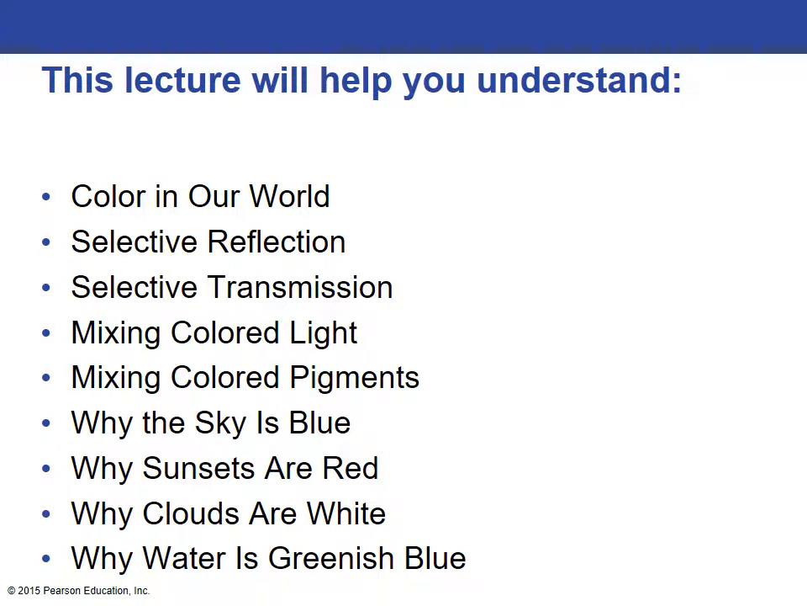So this chapter, chapter 27, covers color in our world, selective reflection, selective transmission, mixing colored light, mixing colored pigments, and then a few questions about why things look the colors that they look.